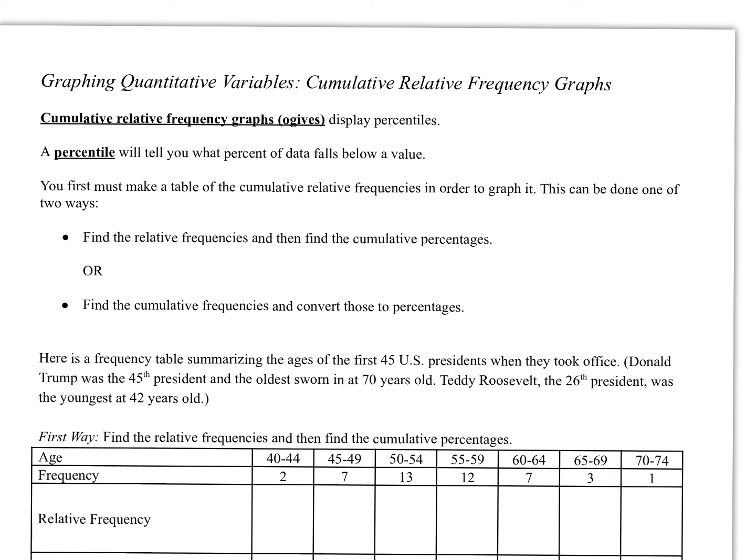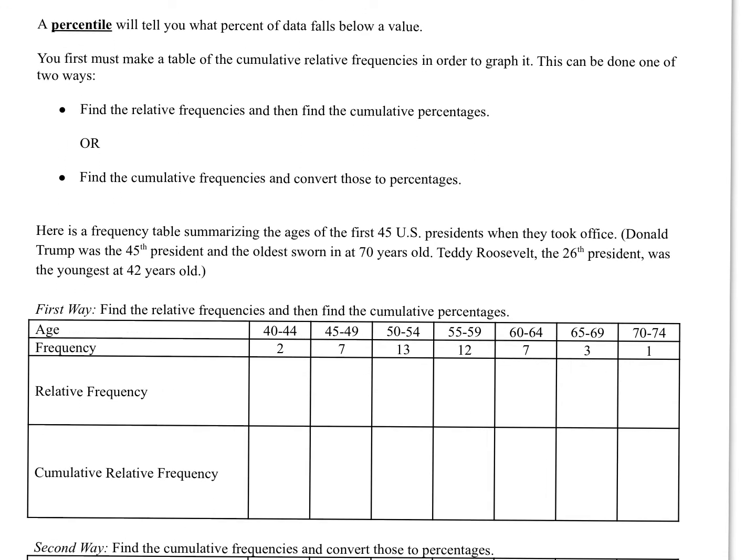So there are a couple of different ways to create the graph for a cumulative relative frequency. It does require you making a table, and you can do the table one of two ways. You can find relative frequencies and then find cumulative percentages, or you can find cumulative frequencies and convert those to percentages. And I like the second way better. It's just a tad bit more accurate, as you'll see when we look at the example, but both of them are acceptable, and as you will see in a little bit, they both give the exact same graph.